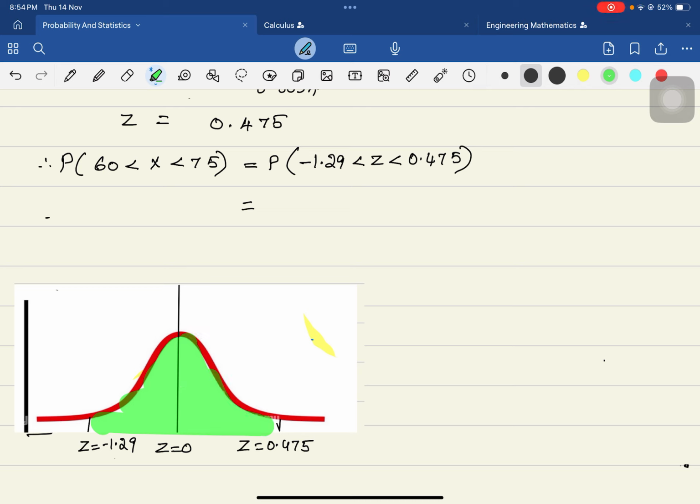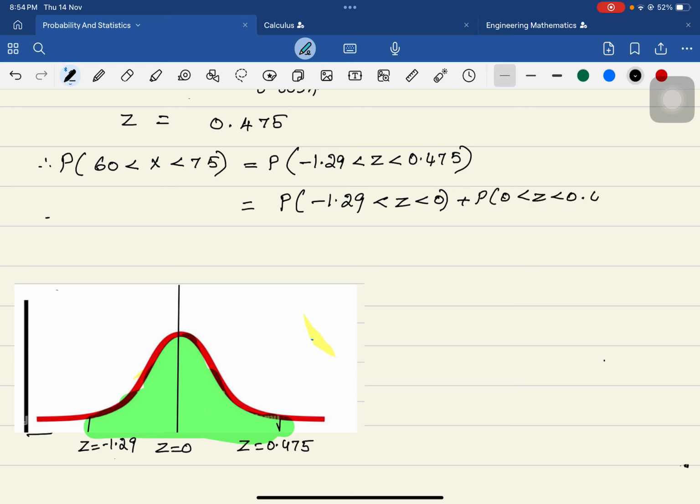So, how to find out this area? By using our standard normal table. This whole thing is nothing but the probability between minus 1.29 to 0 and the probability between 0 and 0.475. So, this is the area covered. Now, what is our job to find out is minus 1.29 to 0, how much it is.